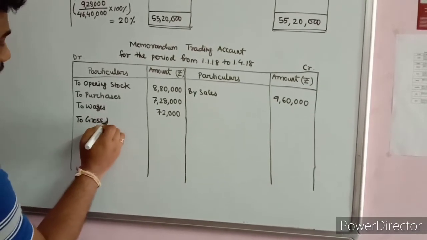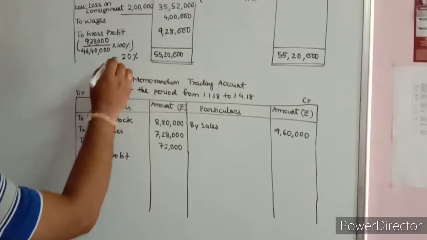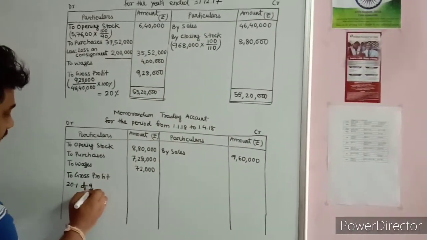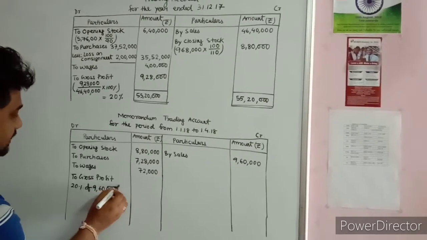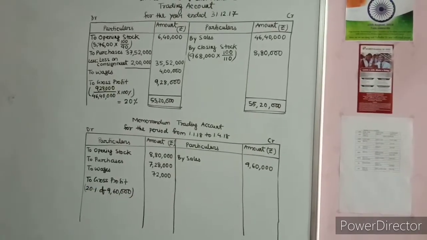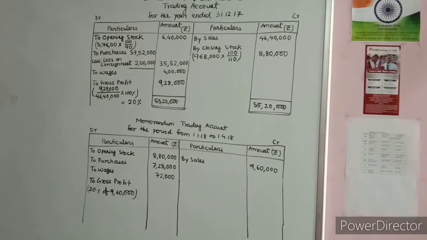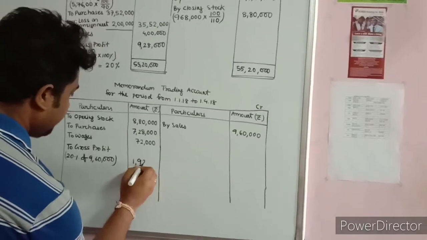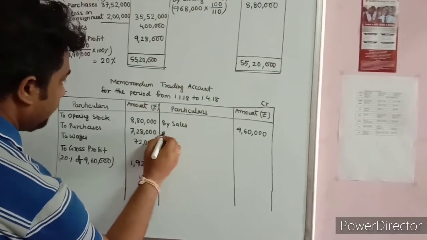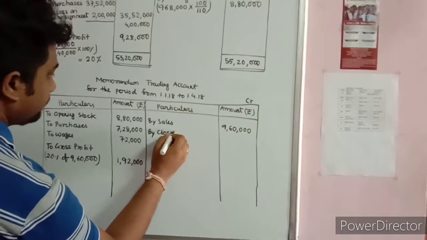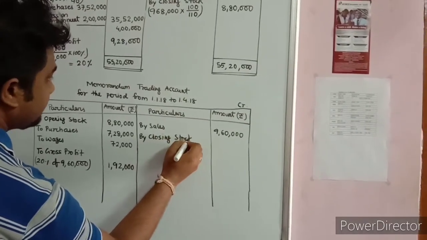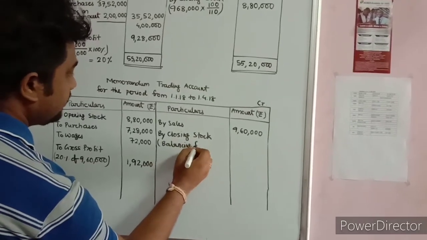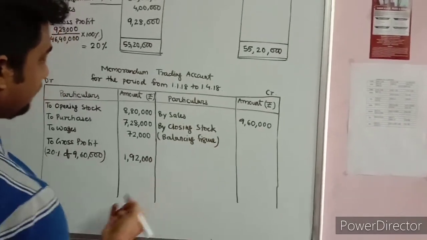Then you have the amount of gross profit. You don't have it, but you can find it out. How? You have the percentage of gross profit, that is 20%, and the amount of sales is 9,60,000. So 20% of 9,60,000 comes up to be 1,92,000. Now the closing stock is your balancing figure.